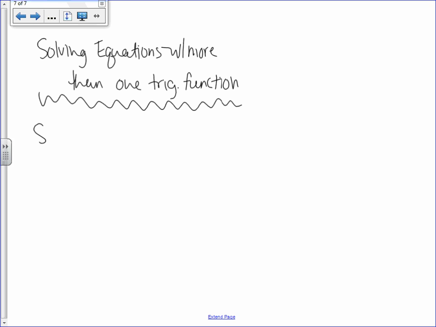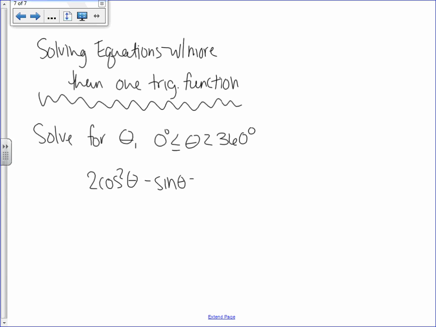Let's say solve for theta when 0 is less than or equal to theta, which is less than 360. So this we want in degrees, not radians. And let's do 2 cosine squared theta minus sine theta is equal to 1. So this is what I'm talking about. We have an equation right now where we have a cosine going on and we have a sine going on.